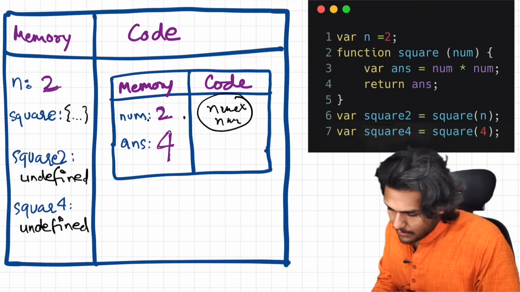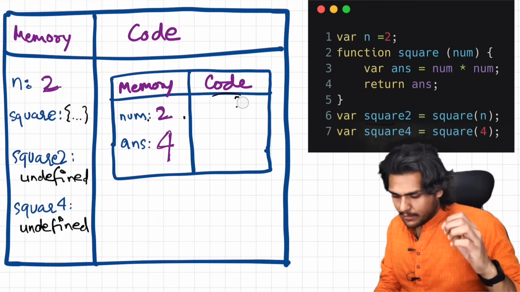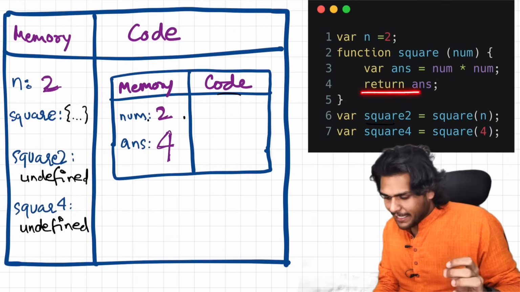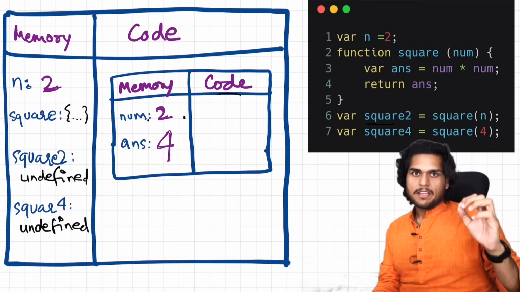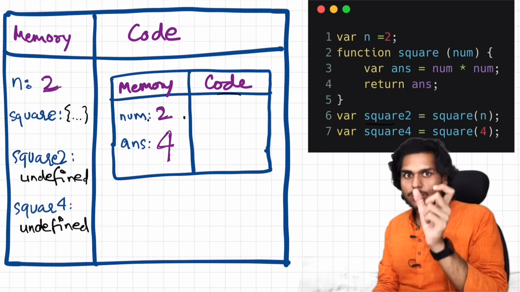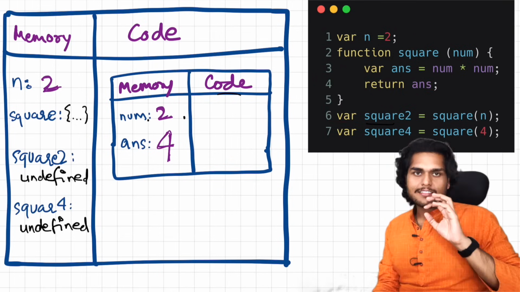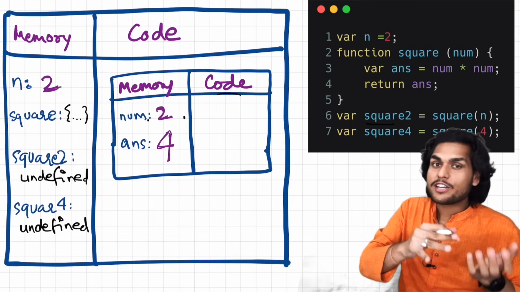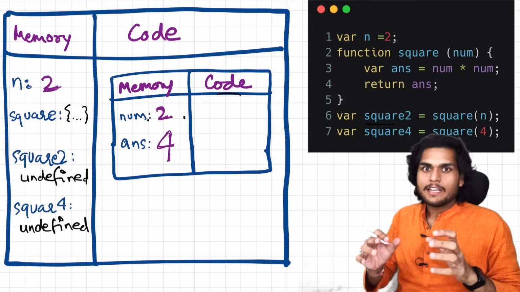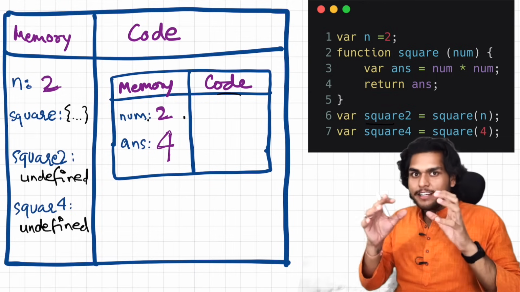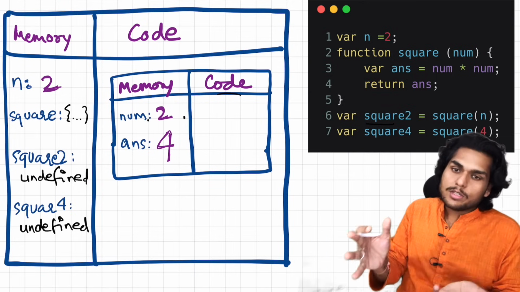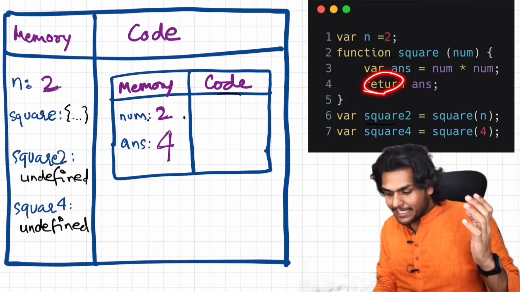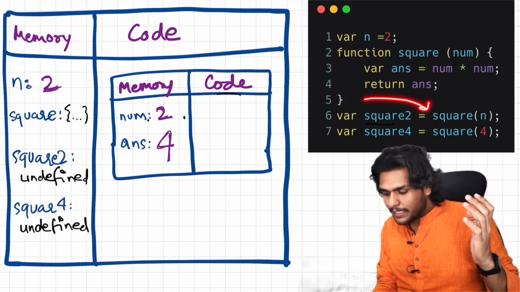Now after finishing line number 3, the control goes to line number 4. Here we encounter the special keyword return and ans. Whenever you see return, this return keyword tells the function that you are done with your work now, just return the whole control back to the execution context where the function was invoked. So remember, this is very important. The function was invoked here, so return the value of ans to the place where it was invoked.